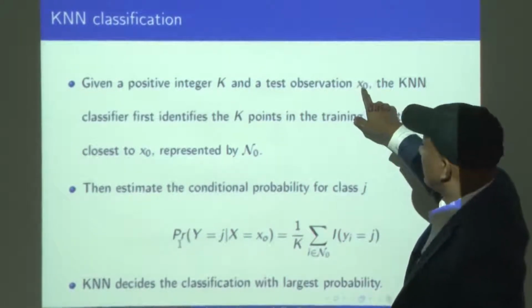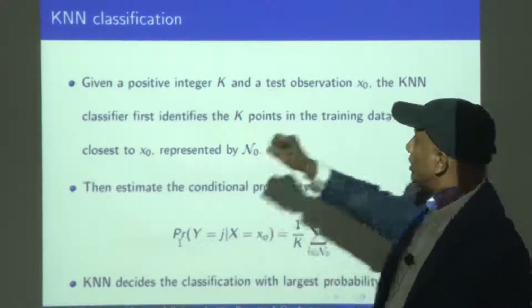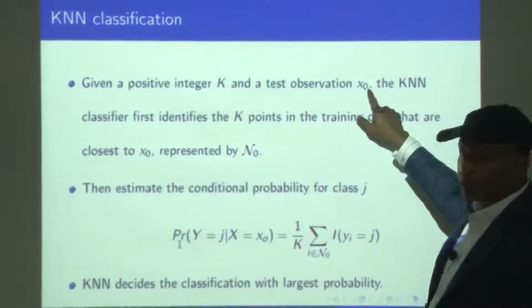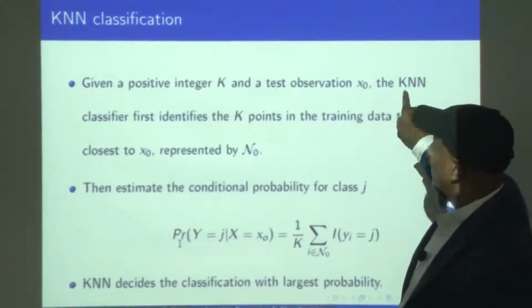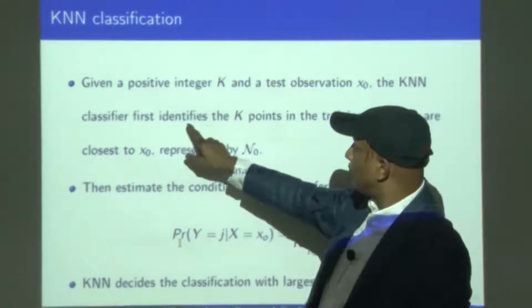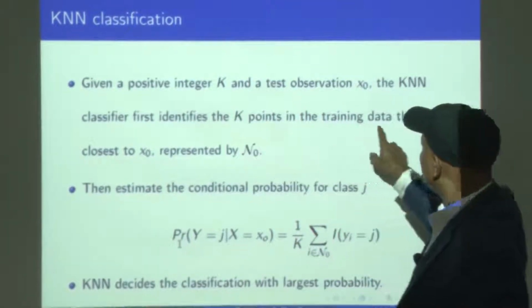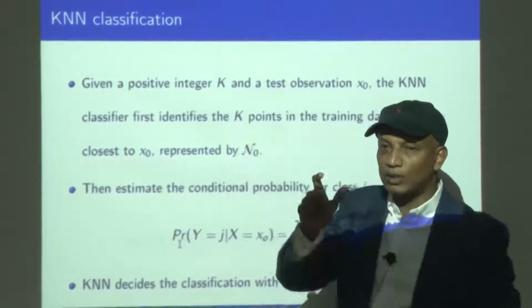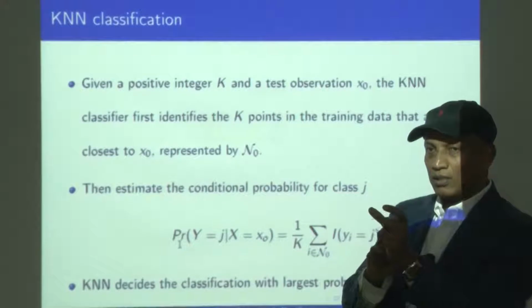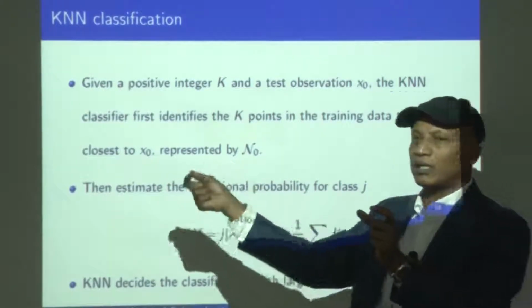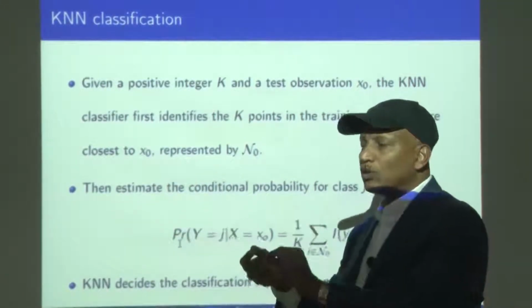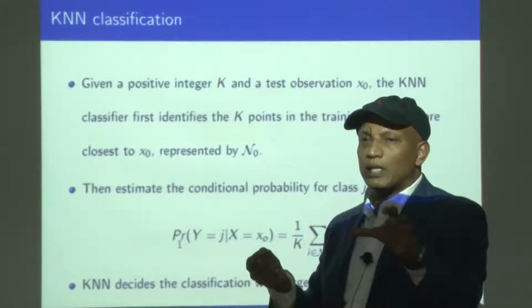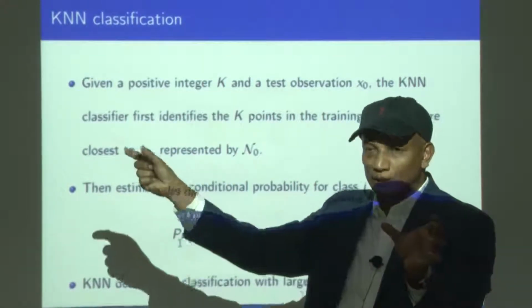Given a test observation x0, that means when a new feature comes in, the notation is x0. The k nearest neighbor classifier first identifies the k points in the training data set that are close to x0. That means you are creating a neighborhood from the training set. So once you have a new patient, I look at which patients in the training set are very close to the new patient.